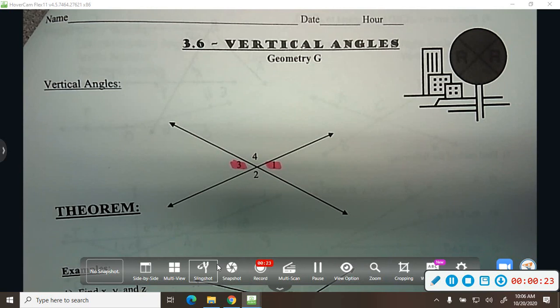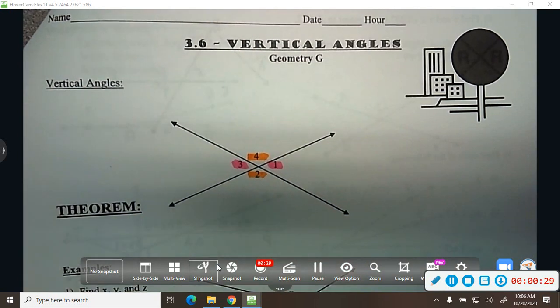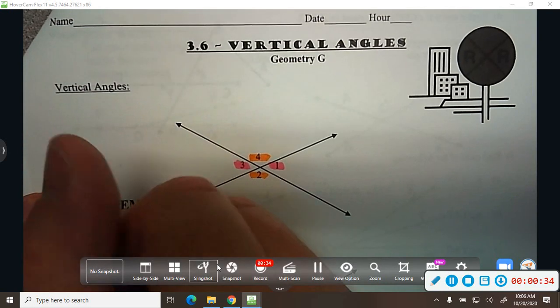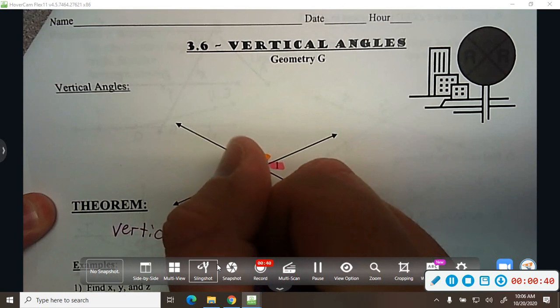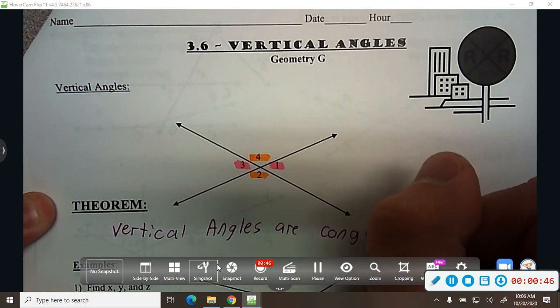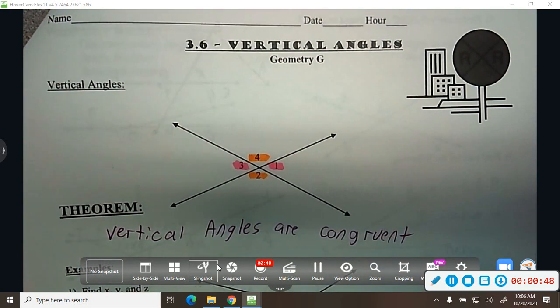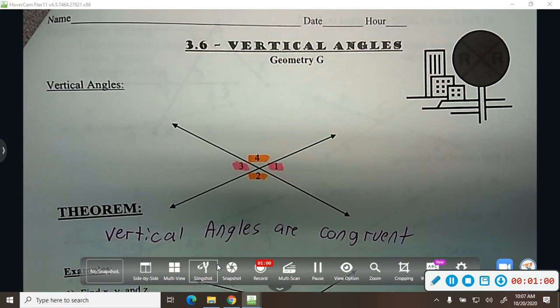I would also say that angle 4 and angle 2 are vertical angles. Now, what's special about vertical angles? Vertical angles are congruent. So let's say I knew the orange angle 4 was 120 degrees. Then I would know that angle 2 was 120 degrees. So vertical angles are very useful. They help us find other angles.